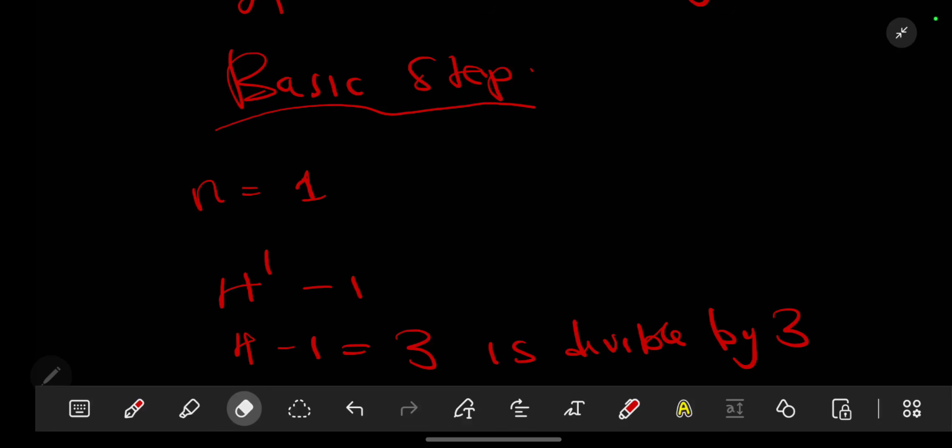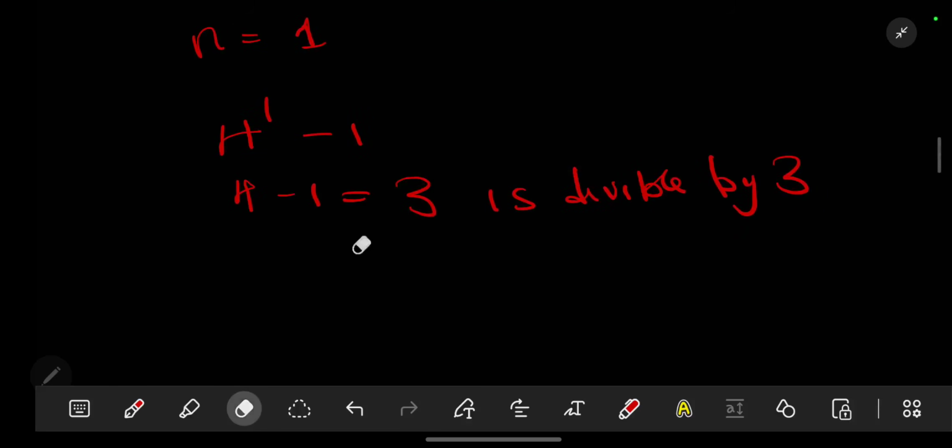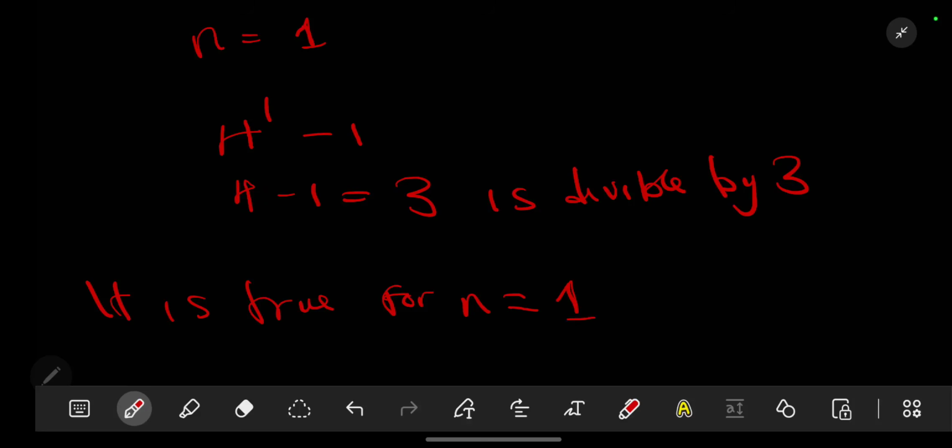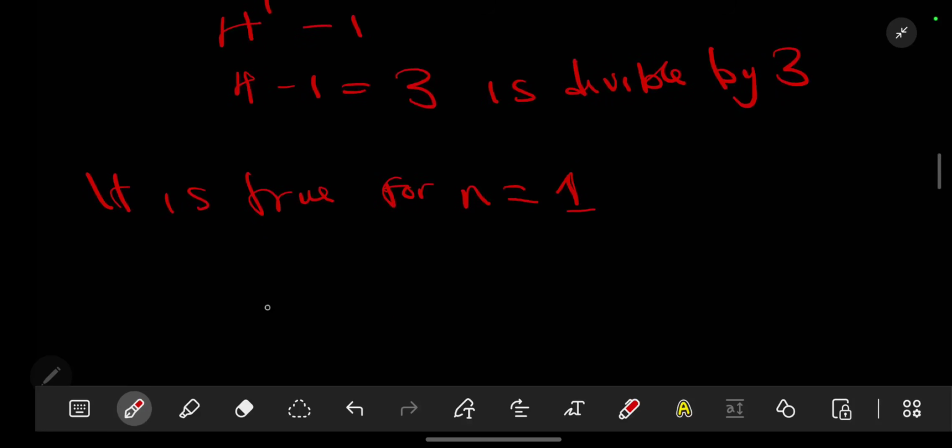Now you cannot just keep trying. You put n is equal to 10, n is equal to 11. You need mathematical induction. So what are you going to do? After you know the basic one is true, it is true for n is equal to 1. So the next step you're going to take is the inductive step.